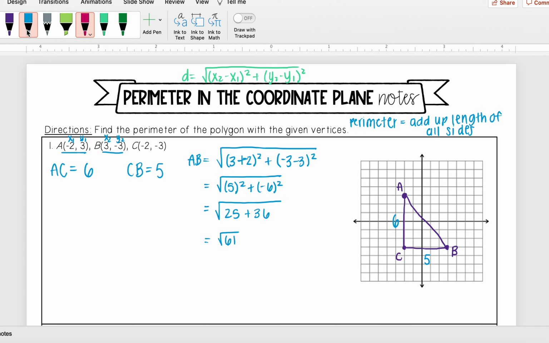So now that I have all side lengths, I have 6, I have 5, this is the square root of 61. To find the perimeter, all I need to do is add those all up. So I have the perimeter is equal to 6 plus 5 plus the square root of 61. And as we recall from our operations with radicals, I can only combine like radicals, so the only thing here is I can add 6 and 5. And so my answer becomes 11 plus the square root of 61 units.